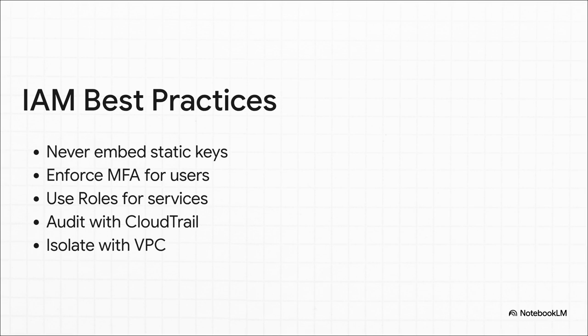Second, enforce multi-factor authentication, or MFA, for all human users. Third, just like we talked about, always use IAM roles for AWS services. No static keys for machines. Fourth, audit all your API activity using AWS CloudTrail so you know exactly who did what and when. And finally, for those really sensitive ML workloads, isolate your environments at the network level using Amazon VPC.